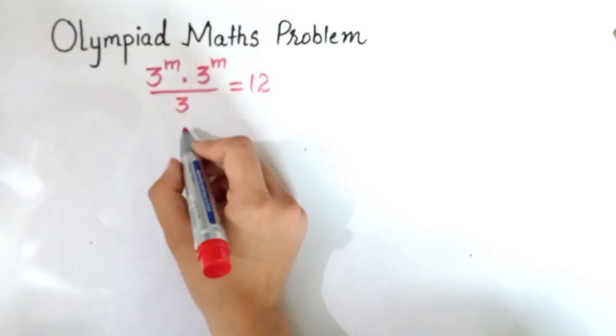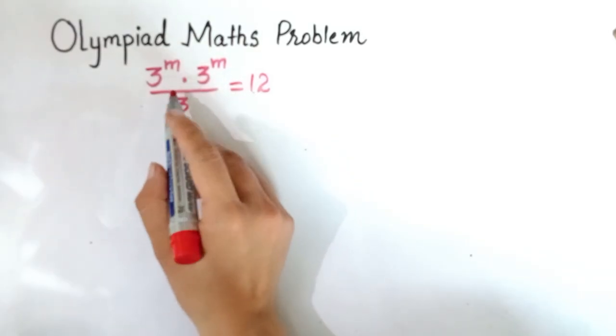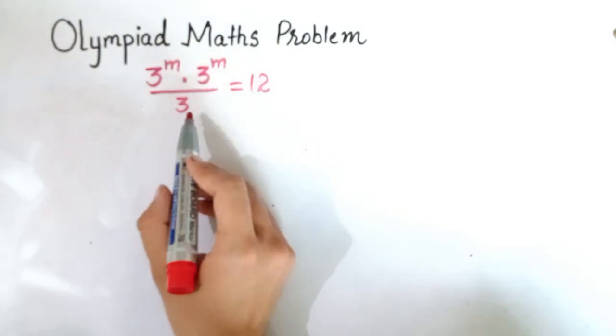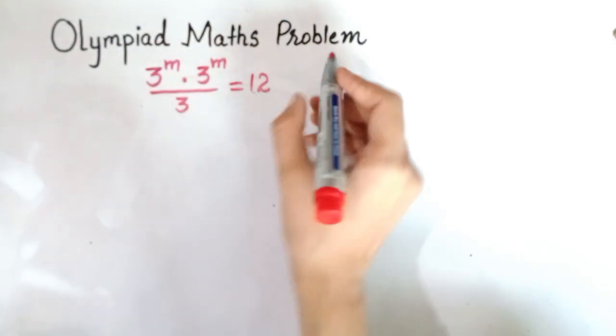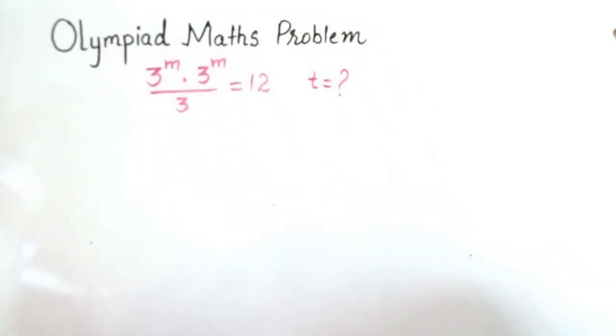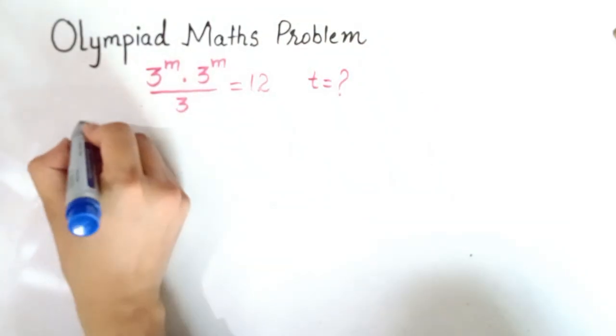In today's video we will solve a very interesting question, that is 3 raised to power m into 3 raised to power m divided by 3 equals 12. You have to find the value of m. So we will start solving this question.